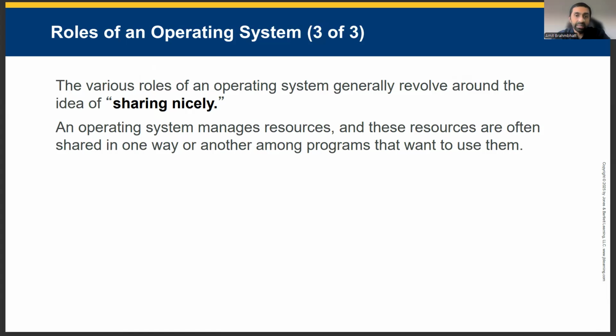Here, the central theme is sharing nicely because multiple programs often need the same resources like CPU time, memory, disk access, and peripherals. The OS must ensure fairness, efficiency, and stability. It prevents conflicts by prioritizing tasks, allocating memory carefully, and ensuring that each program gets what it needs while not interfering with others. This is why, for instance, you can stream music, browse the web, and update software all at once. The OS enforces rules so that all processes coexist without overloading the system. This resource sharing principle is the foundation of modern computing and enables true multitasking.